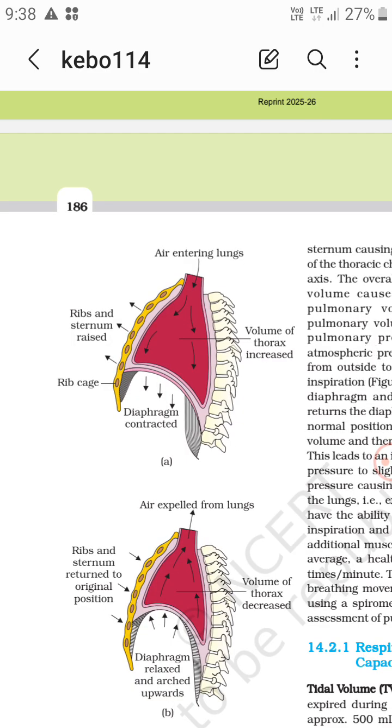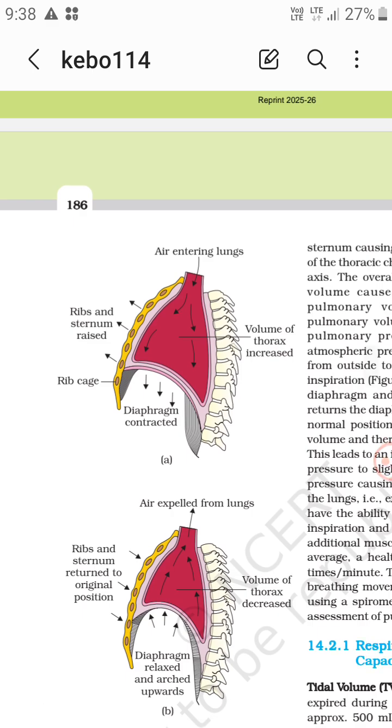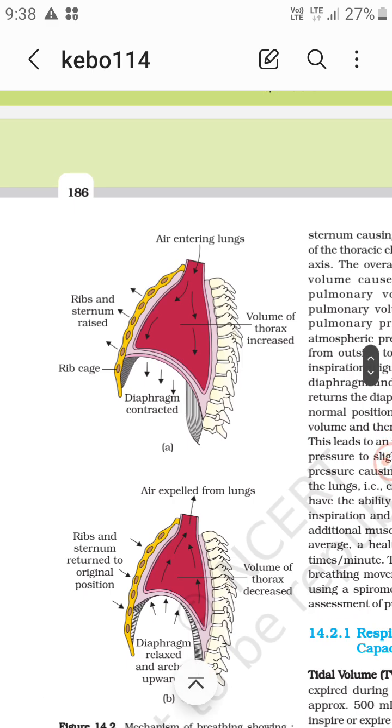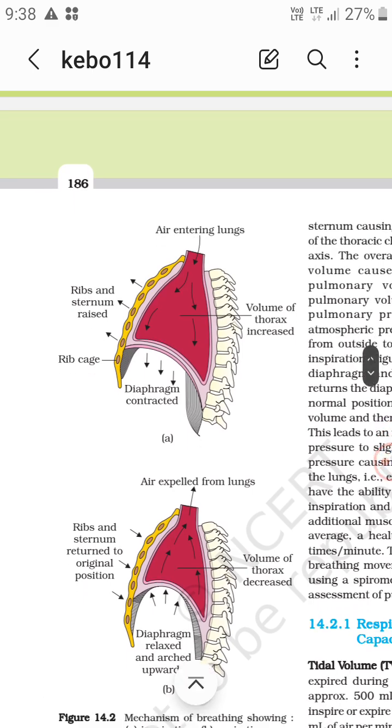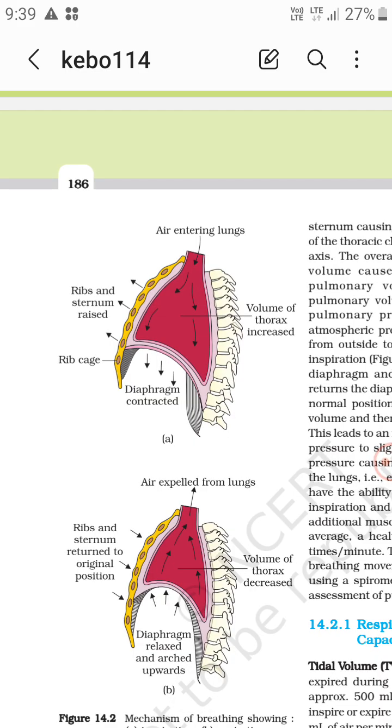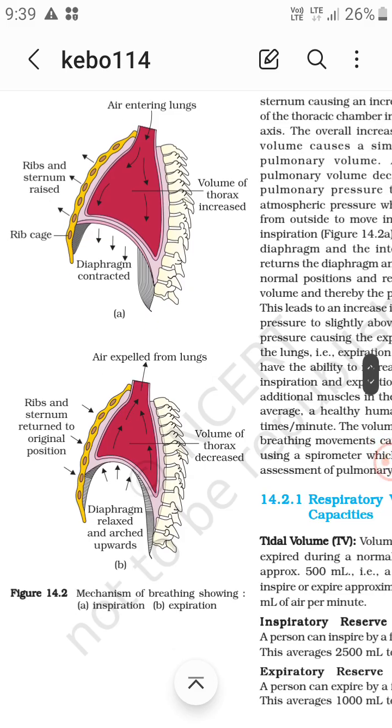Now the pulmonary volume gets increased, so the pressure gets decreased. Now the air is entering into the lungs. You can see ribs and sternum raised in the dorsoventral axis, and the volume of thorax is also increased. You can see the rib cage, ribs and sternum raised, and the diaphragm contracts. There is contraction while the inspiration in the anterior posterior axis, very important.